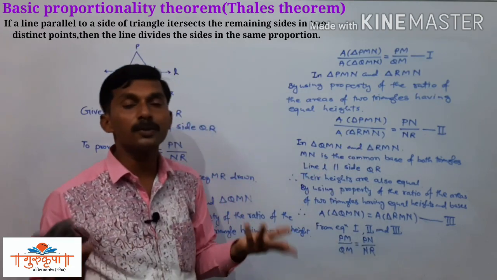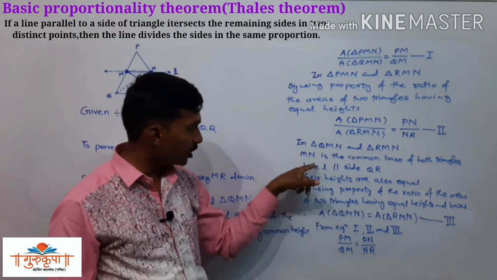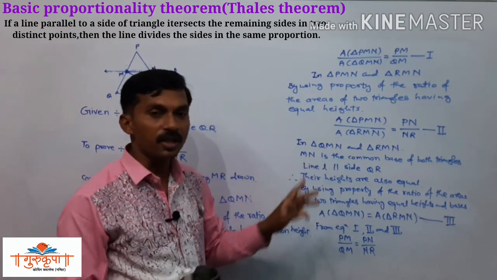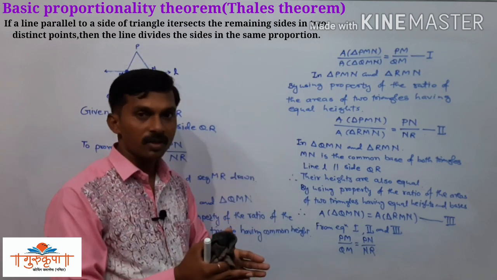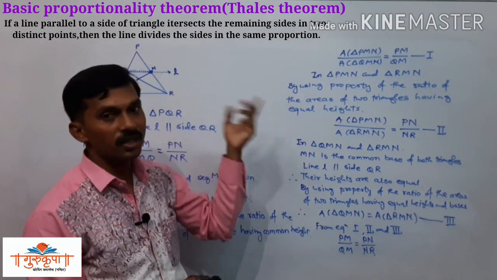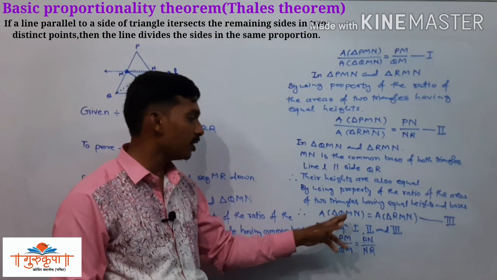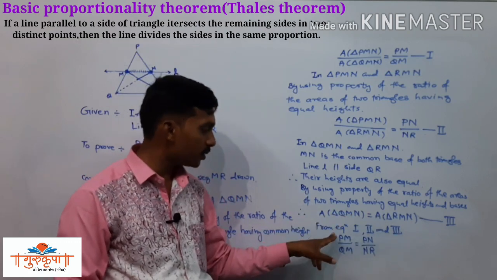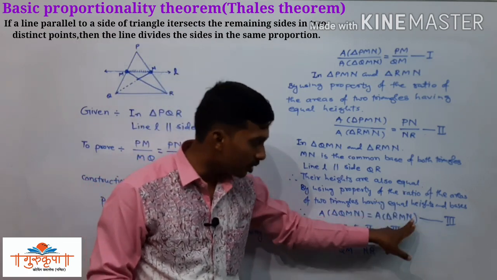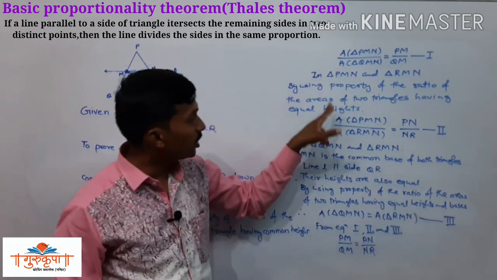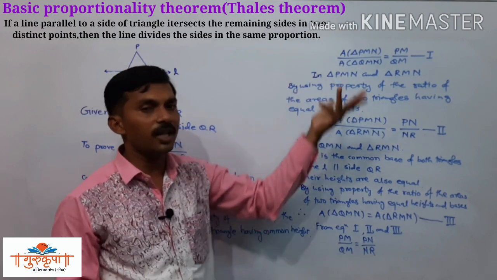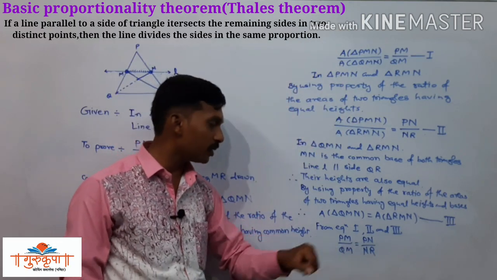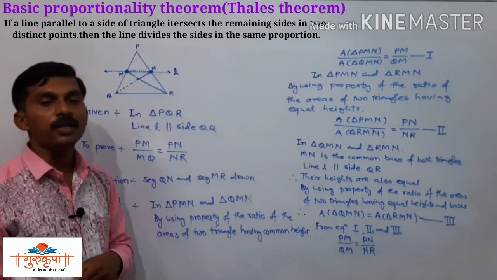How did we prove that? We proved that their base is common, that is MN, and their heights are also equal, since both the triangles are included between the two parallel lines. Their heights are equal, and so their areas are equal. And from equations 1, 2 and 3, actually the third equation proves that LHS of first and second are equal, and if the LHS are equal, then the RHS are also equal. So we write PM upon QM is equal to PN upon RN.